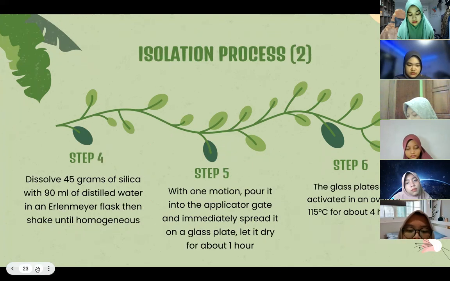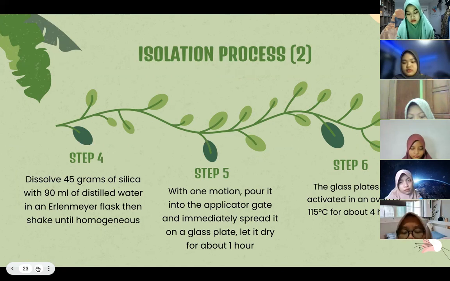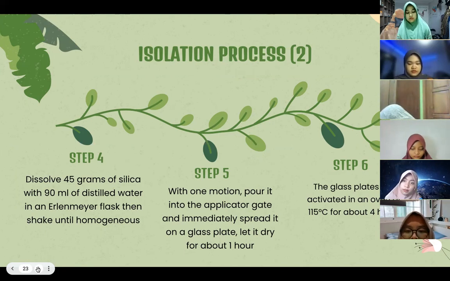For step 4, dissolve 45 grams of silica with 90 milliliters of distilled water in an Erlenmeyer flask. Then shake until homogeneous. Then the next step, with the emulsion, pour it into the applicator gate and immediately spread it on the glass plate. Let it dry for about 1 hour. For the next step, the glass plates are activated in an oven at 115 degrees Celsius for about 4 hours.